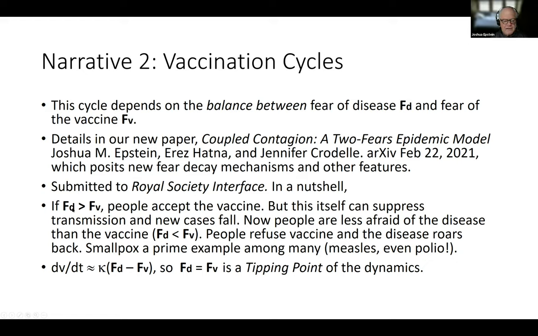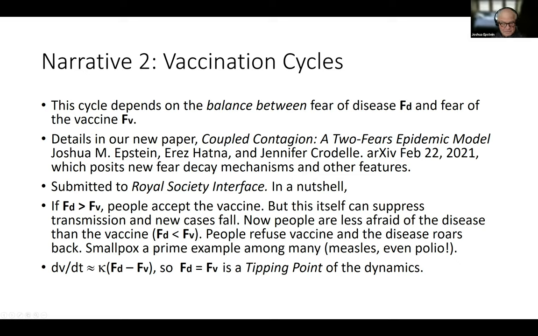But in a nutshell, the story is this. If people are more afraid of the disease than they are of the vaccine, they accept the vaccine. But this can suppress the disease. Now people become less afraid of the disease than the vaccine, and they stop taking the vaccine, and the thing roars back. I mean, it's another one of these cycles. You're scared, so you do something that suppresses the disease, but then your fear decays and you stop doing the smart thing, you start doing stupid stuff, and the thing comes back.